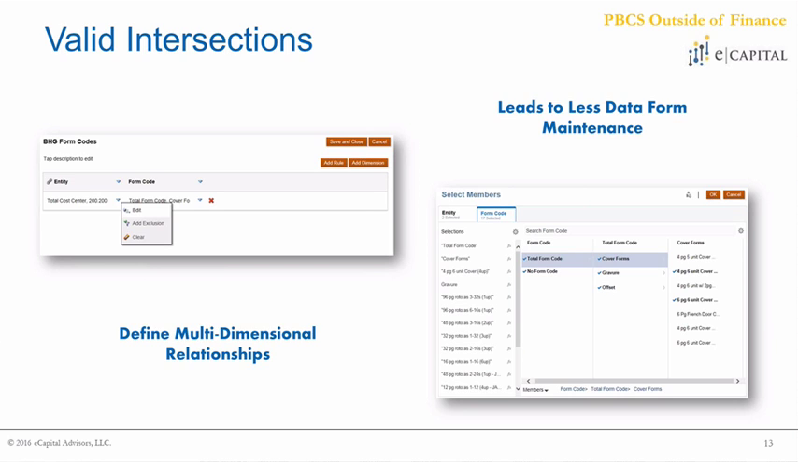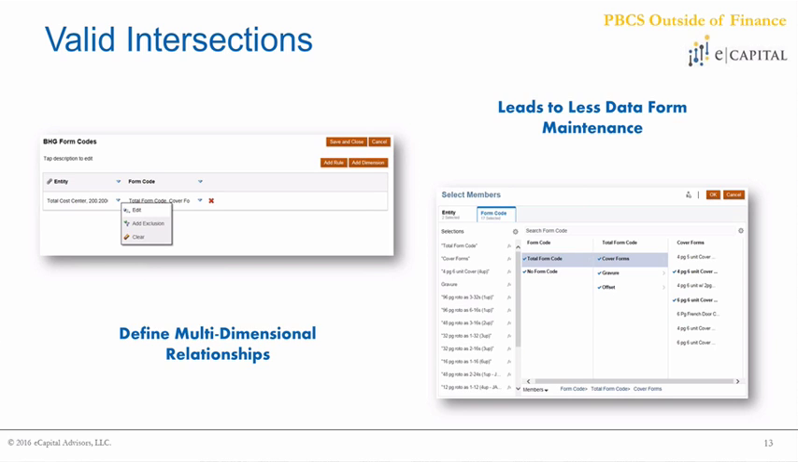Valid intersections is another piece that for PBCS can really lead to more of a less maintenance type environment here. And so what valid intersections entail are essentially kind of the ability to define relationships between multiple dimensions. So, maybe there are certain products or certain materials that are only valid for plants X, Y, and Z. You can actually define that in the back end here, and that can really lead to your data forms then being more dynamic as a whole.